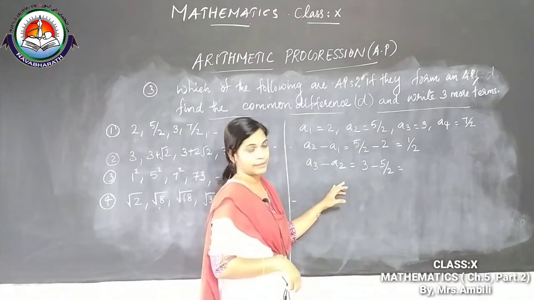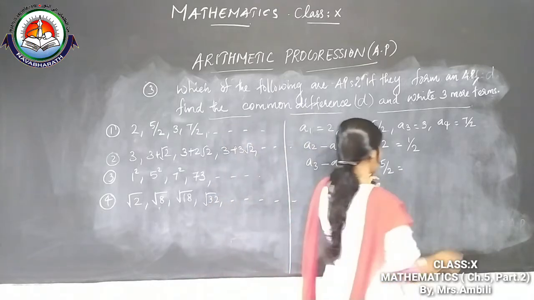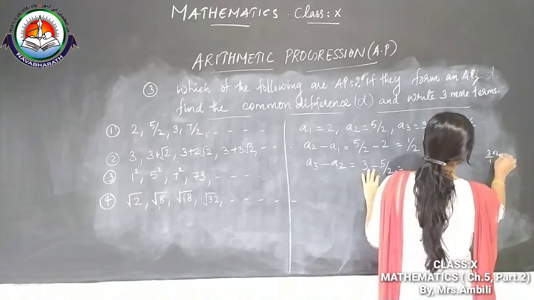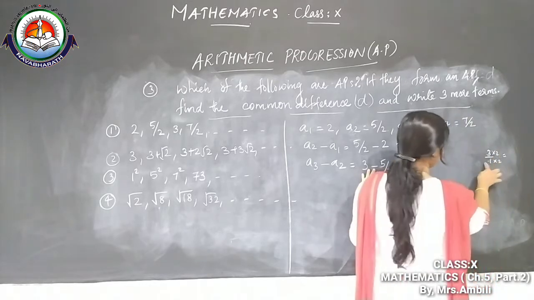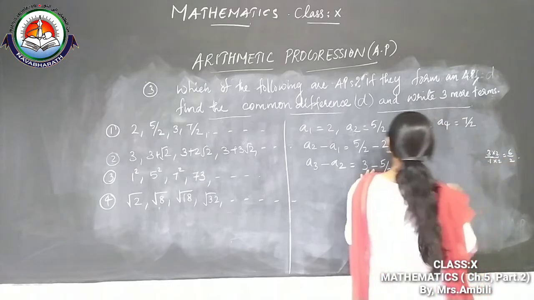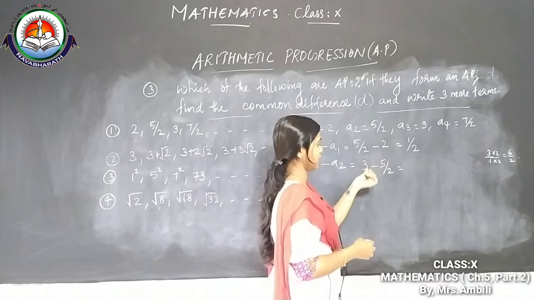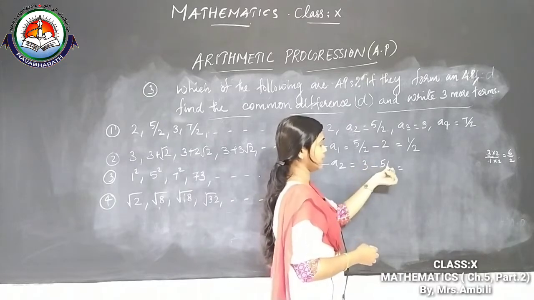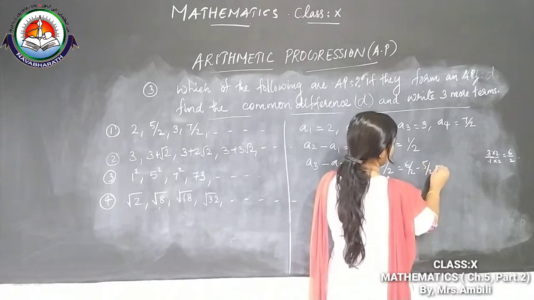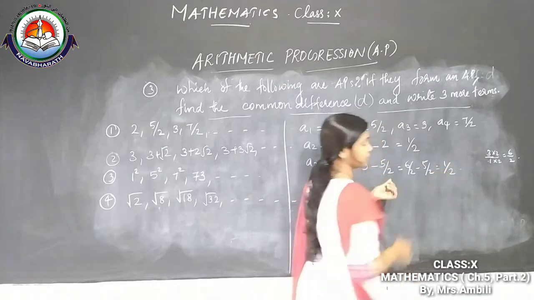What is 3 minus 5 by 2? Here also 3 you can change. 1 into 2 means 3 by 2, 3 into 2 by 1 into 2, that is 6 by 2. So, 3 we can change to 6 by 2. 6 by 2 minus 5 by 2, what we will get? 1 by 2.